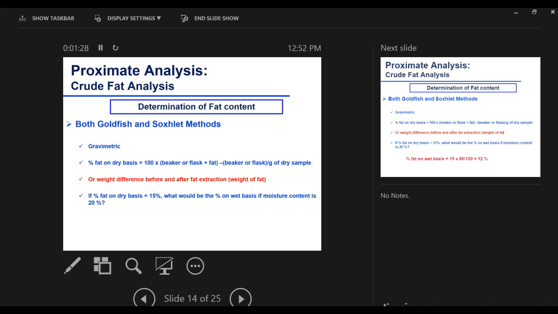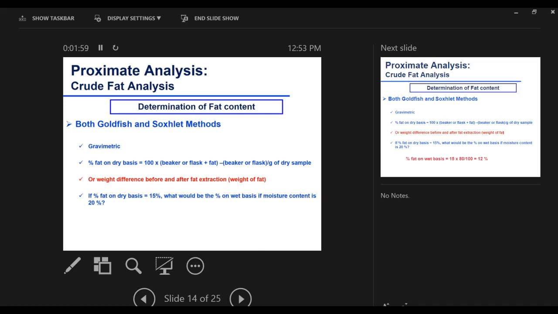channeling effect. Yes, so with goldfish, because the solvent evaporates, goes up to the condenser and condenses down onto the sample and back to the solvent container. Sometimes it goes through that cycle without taking any fat with it. So therefore, we call that channeling. So it's less efficient than soxhlet that way. All right, good. So both are gravimetric methods.